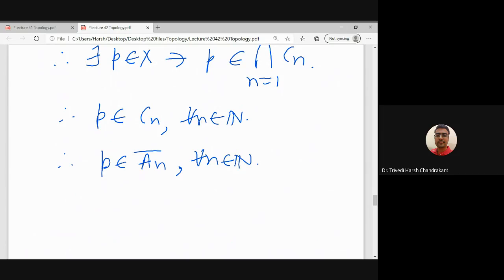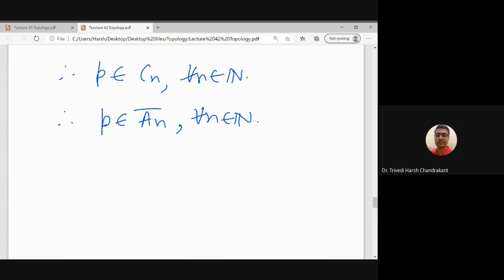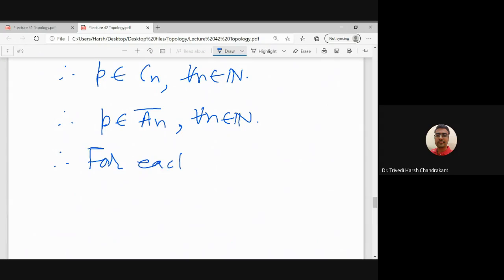So now I have a point in the closure, and then we know one result that whenever I have a point in the closure of a set, then whatever open set or basic open set I take around the point, it always intersects the set. That we discussed when we discussed the closure of a set. So therefore, for each n belongs to N, whatever disk I take around the point P.